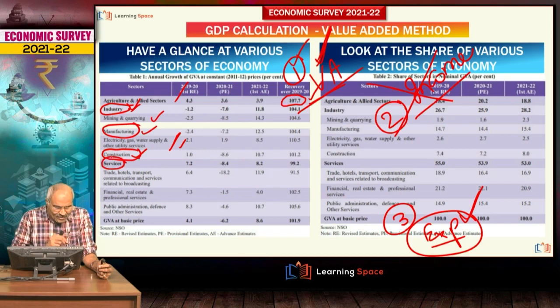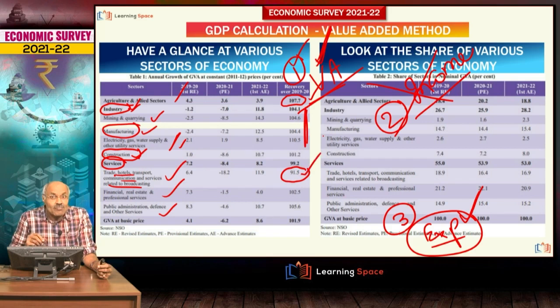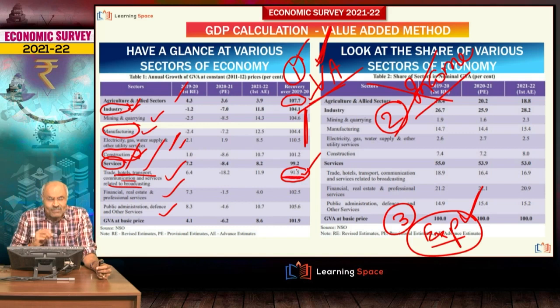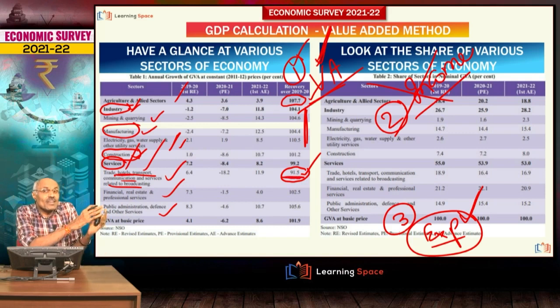And then services. Here you see trade, hotels, transport, communication and services. It is at 91.5 to be specific. Others are around 100 or so. But why is this 91? Because of COVID-19, these are the sectors affected badly. Hotel sector, transport sector and hospitality sector are affected. That means if the pre-COVID economic activity was 100, now it is 91.5.